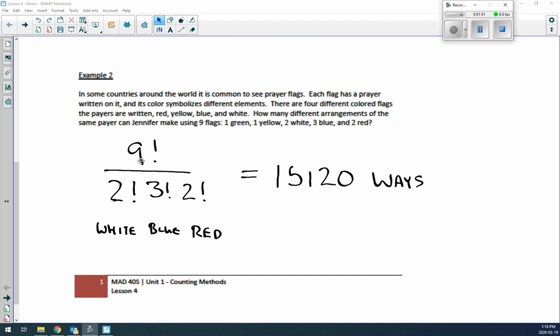So to figure this one out, we do 9 factorial divided by the 2 factorial, which is the white, the 3 factorial, which is the blue, and the 2 factorial, which is the red. We do all the math on the calculator, we end up with 15,120 ways. So when you're dealing with repetition, you always divide by the number of repetitions.